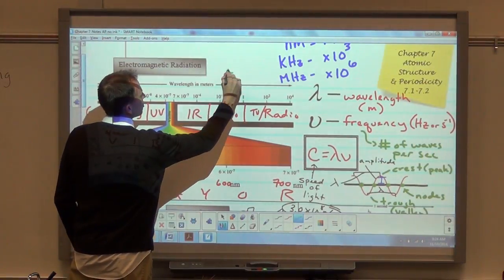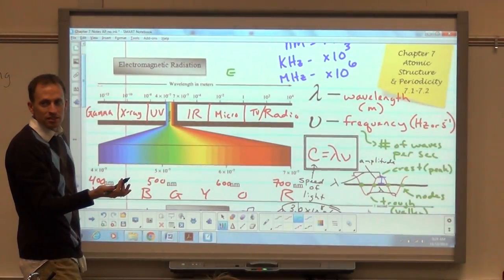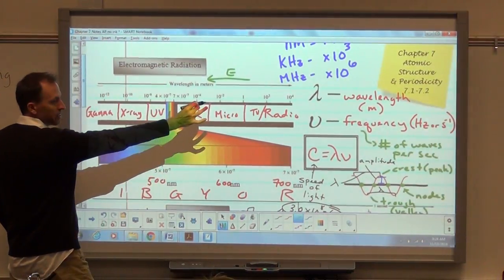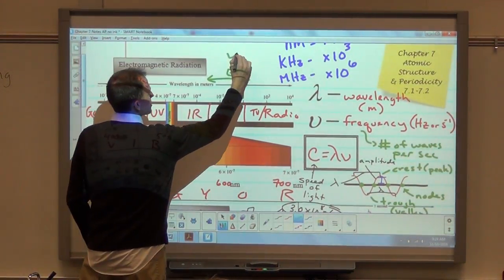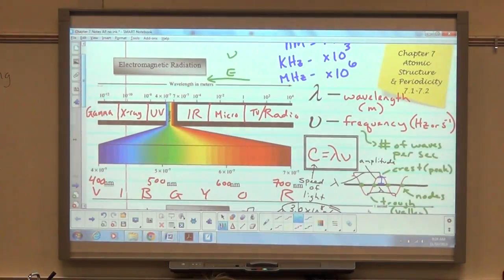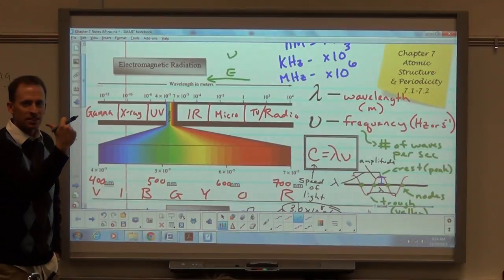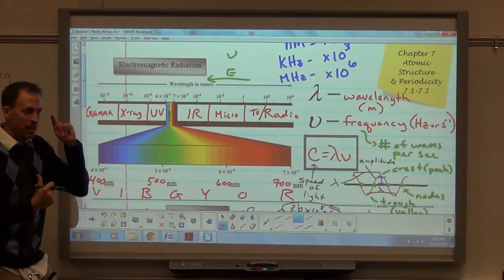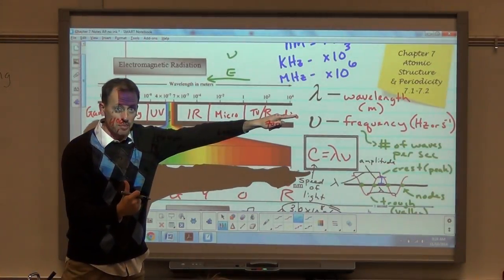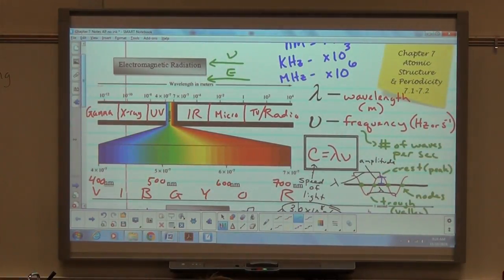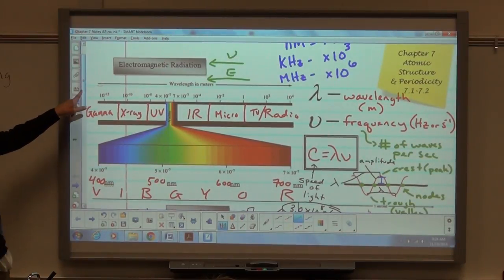Which way does energy increase? Let's have energy this way, right? I already have wavelength that way. What about frequency? Think about it. Why do I know it's this way? What's the thing that tells me that? Because wavelength gets bigger that way. They're opposites. So frequency and energy get larger going that way. That's important to have because you can simplify things really quickly for yourself.